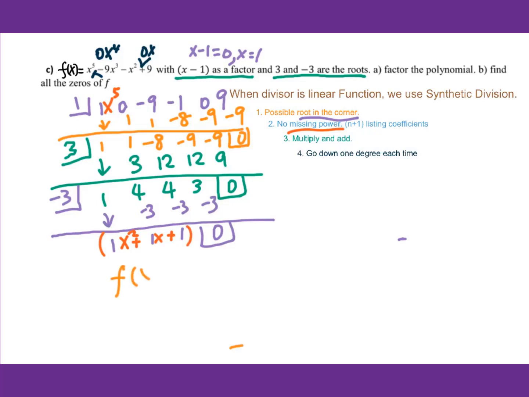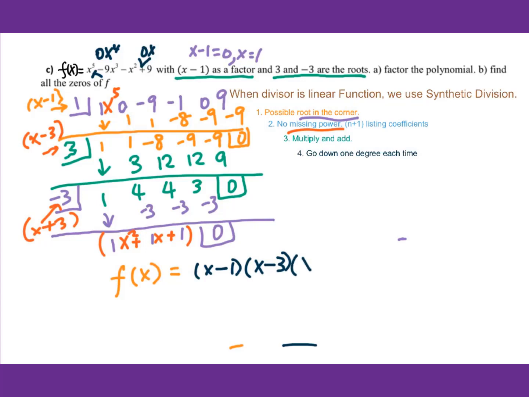Therefore, f of x equals, write down the factor form. From here, we got x minus 1. From here, we got x minus 3. Here, we got x plus 3. Therefore, we get x minus 1, x minus 3, x plus 3, x squared plus x plus 1.